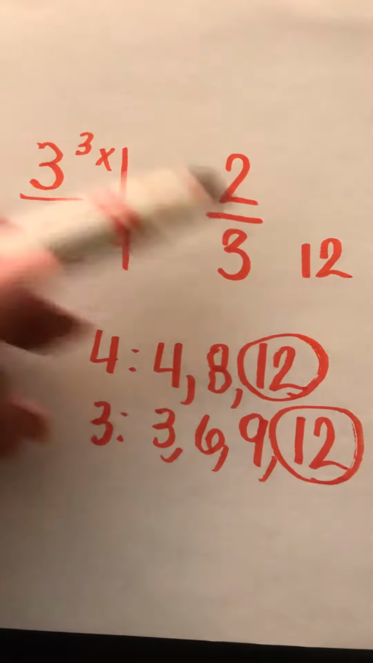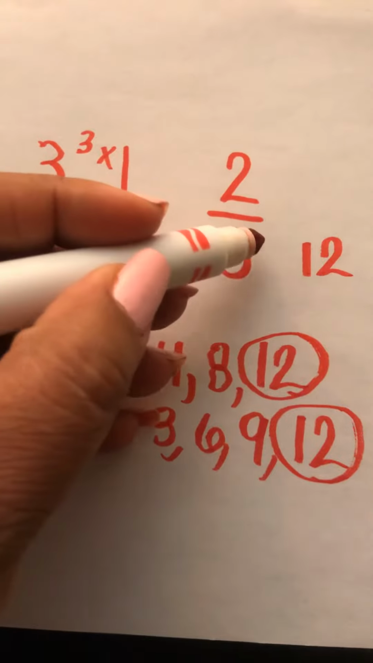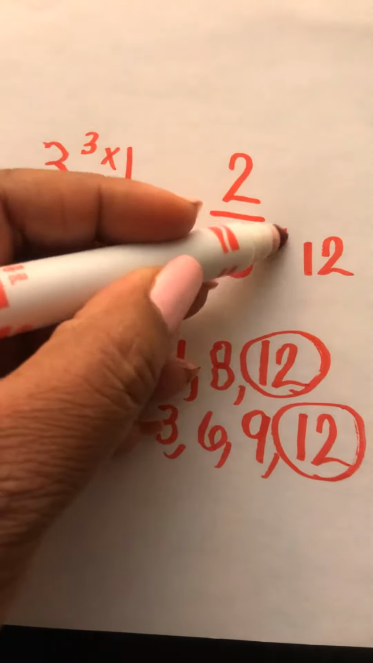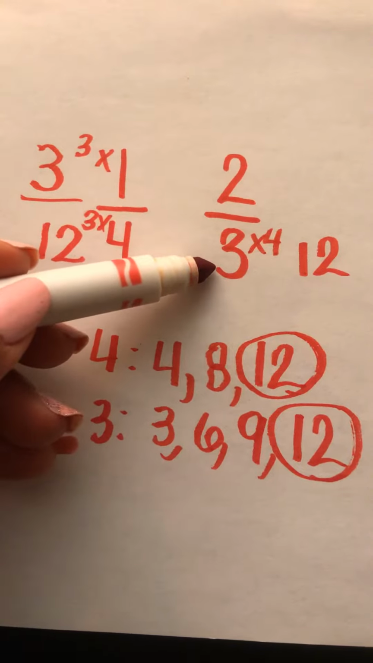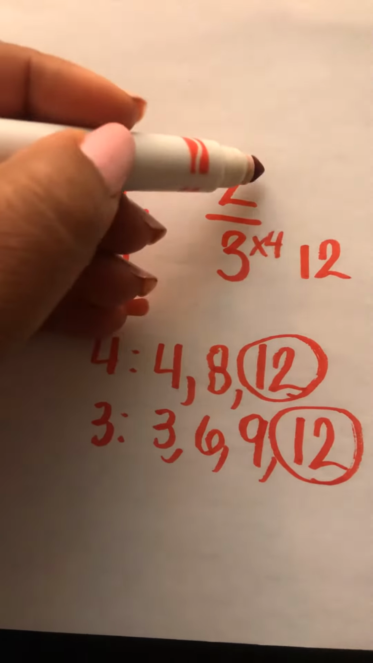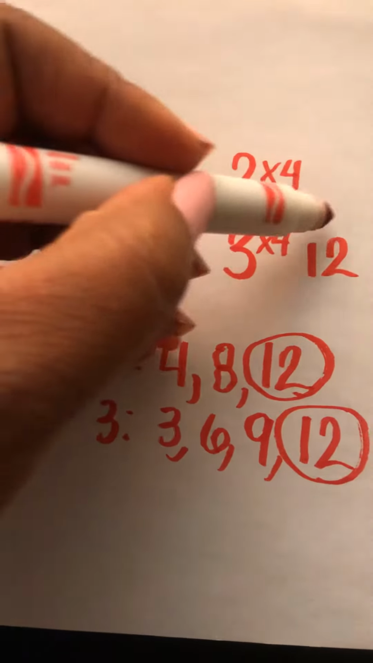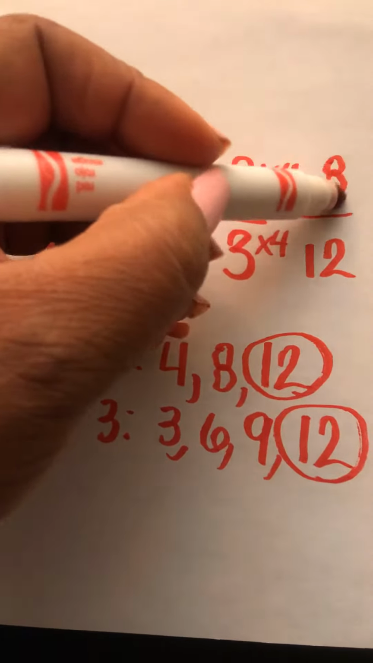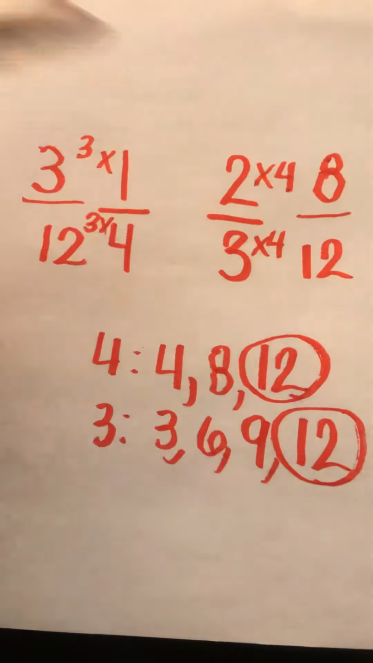Now we're going to move to our second fraction. 3 times what gives me 12? Times 4. And again, whatever I multiply times my denominator, I have to multiply times my numerator. 2 times 4 gives me 8. So now I have 3/12 and 8/12.